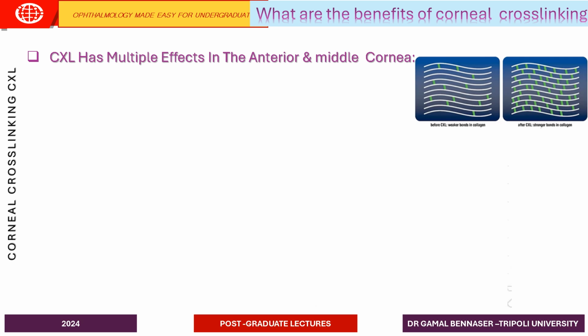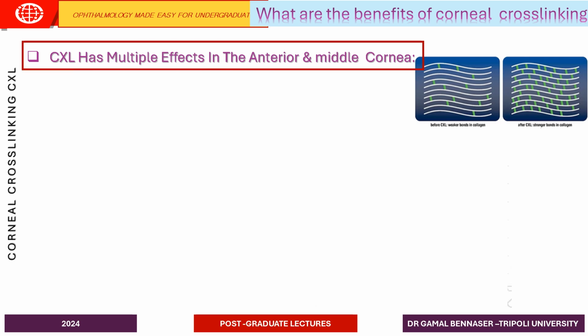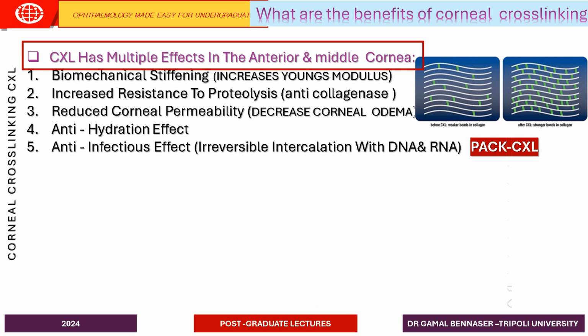Now, after many years from the suggestions of Theo Seiler regarding the benefits of utilization of ultraviolet energy along with riboflavin in cross-linking of the cornea, the doctors realized the importance of cross-linking, and they discovered new advantages of corneal cross-linking apart from corneal biomechanical stiffness and increase in the Young's elastic modulus, that's the stiffness of the cornea. They found that it has an important role as anti-proteolysis and anti-collagenase activity. So it's useful in counteracting the melting of the cornea.